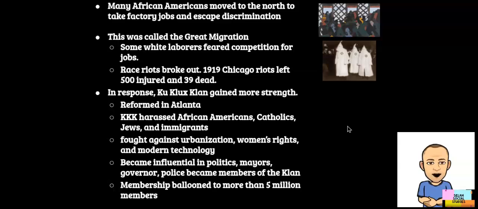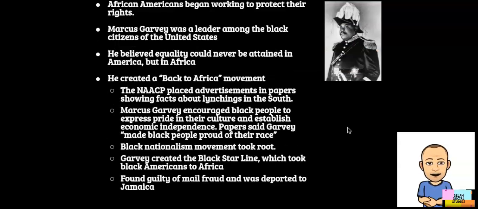And who would fight against this and fight for the rights? In the fight against the Klan, African Americans began to fight and protect their own rights. One of the strongest proponents for African American rights was this man right here, Marcus Garvey. He was a leader among the black citizens across the United States. He formed the United Negro Improvement Association to promote economic cooperation among black businesses. He encouraged black people to express their pride in their culture and establish economic independence.